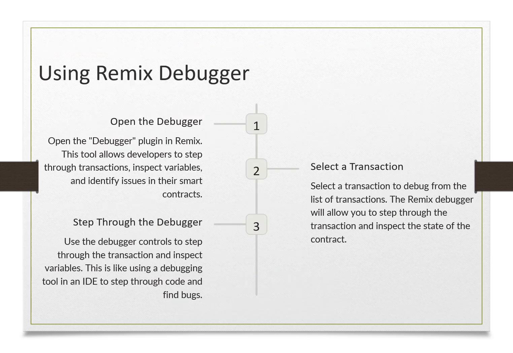Remix also offers a powerful debugging tool. Open the debugger plugin, select a transaction to debug and use the debugger controls to step through the transaction and inspect variables. This is similar to using a debugger tool in an IDE to step through code and find bugs, providing insight into your smart contract's behavior. The Remix debugger helps identify where things might be going wrong and allows you to inspect the state at which steps of the transaction have gone wrong.